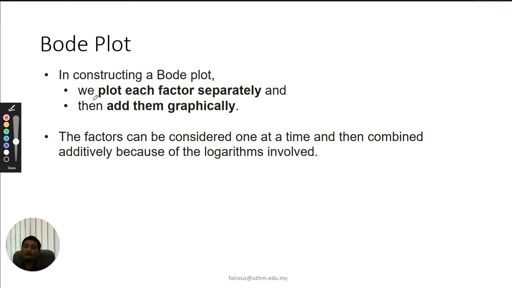Then once we have identified the factors, we have to plot or draw the curve for each factor separately, and then finally we can add them all together. So this is the method of constructing a Bode plot. We have to draw each factor individually on a piece of semi-log graph paper, and then finally add them all together.